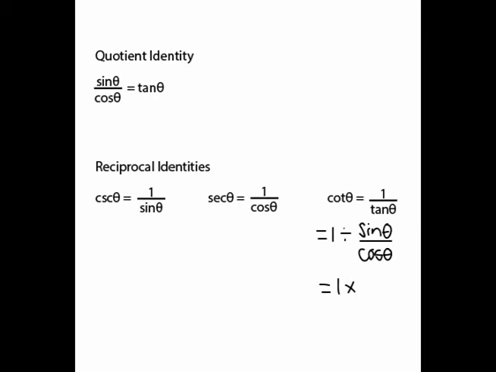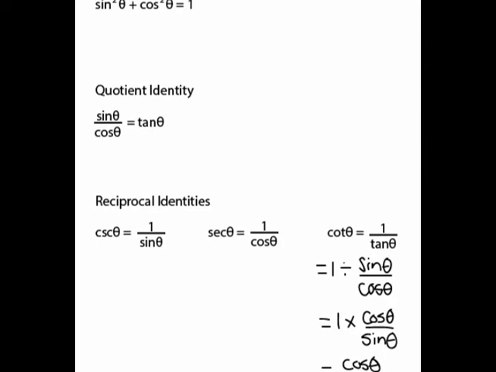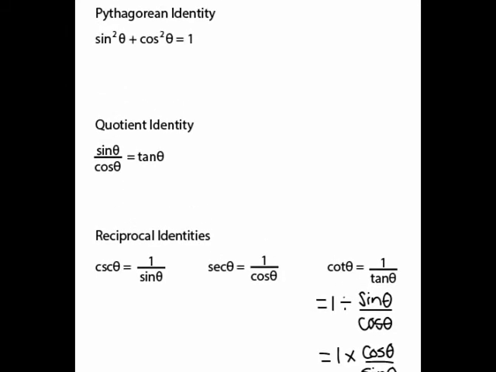When dividing fractions, you would keep the first fraction as is, then multiply it by the reciprocal of the second fraction. In this case, this would be the answer. Multiplying by 1 doesn't change anything, therefore cotangent theta can also be written as this. It should also be noted that you should use the quotient identity when there is tan theta.